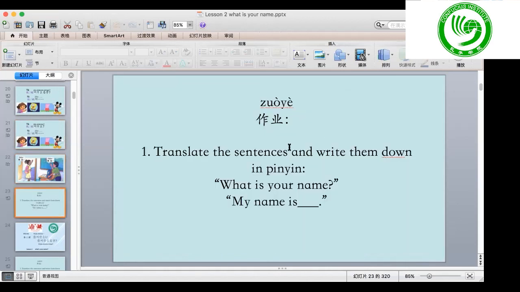Before we say 再见 to each other, of course, homework for today. Translate the sentences and write them down in 拼音. It's easy. It's just what we've learned. What is your name? My name is. But please write down in 拼音 in your notebook.